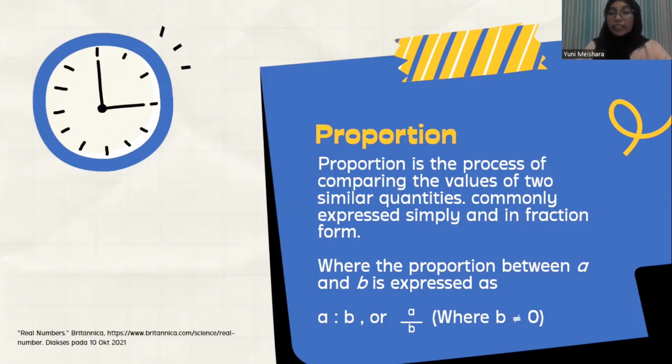So, a proportion is to compare two or more of a kind and expressed in a simple way, where the proportion between A and B is expressed as A to B, or A divided by B, where B is not equal to 0. Note, the proportion must be in the order in which they are written. If an orange is compared to an apple, the orange is written first. Okay?